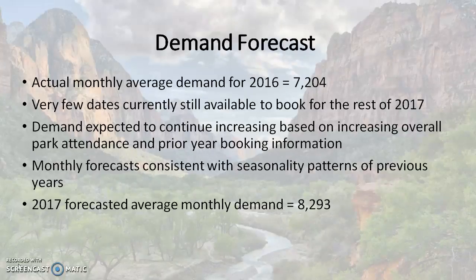For our demand, the latest monthly average that we had was for the year 2016 and was 7,204. Now, for 2017, we forecast that average monthly demand would rise to 8,293. For this forecast, we used triple exponential smoothing, which accounts for seasonality. We chose alpha, beta, and gamma parameters to reduce the mean squared error of the estimation data, and we found that this would be a better estimate of our future data.